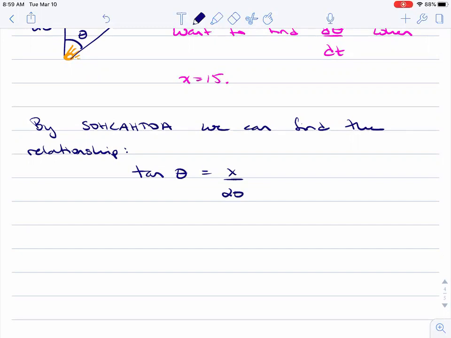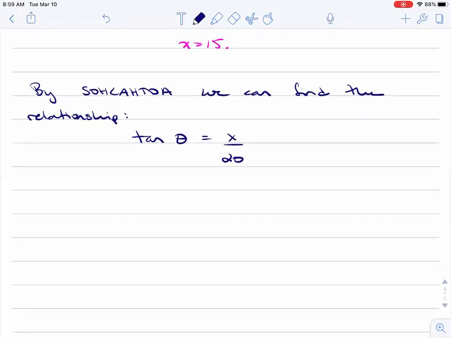Just to make this a little bit easier, I'm going to move the 20 over to the left-hand side. So then I get 20 tan theta is x. So that's going to be our relationship. You could definitely keep x over 20 if you wanted to, but it just makes it easier to deal with.